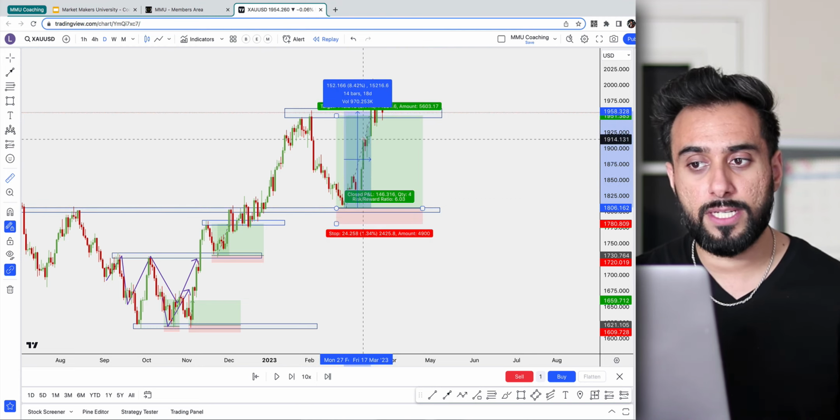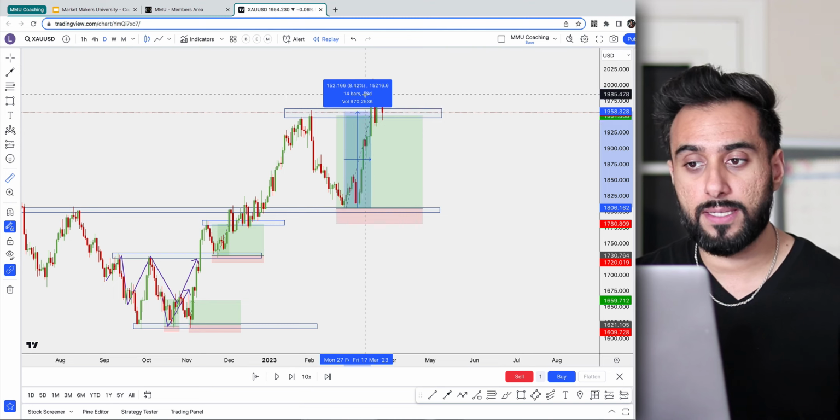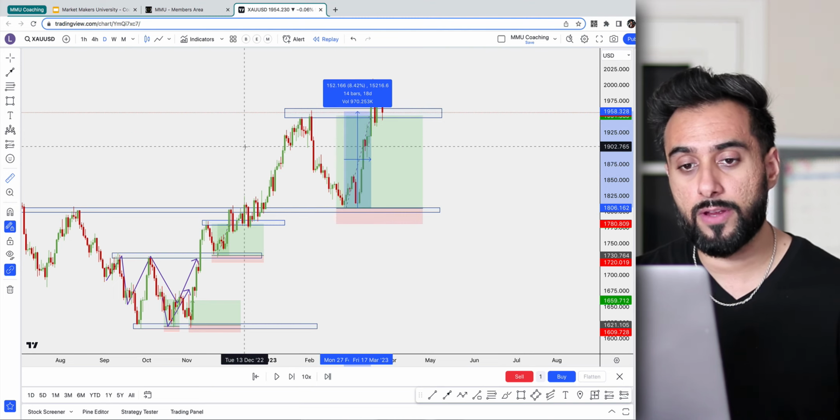This could be a $14,000 to $20,000 trade in 18 days. If you did 1 or 2 lots, it's very, very simple.